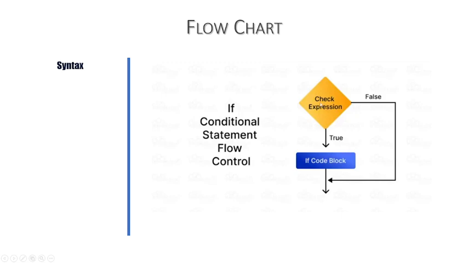So in yellow, it checks for the expression. If it is true, then it will execute the if code block in blue. Else, if the checked condition is false, then it will not execute the if code block in blue and will exit the program.